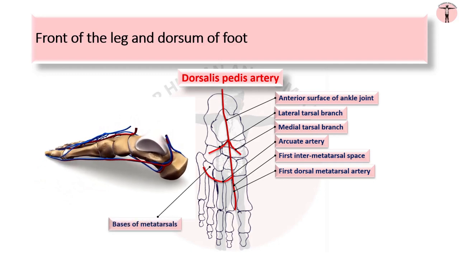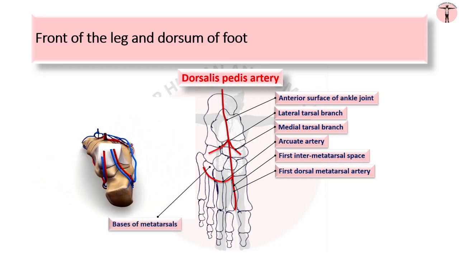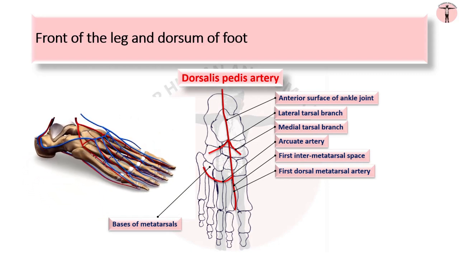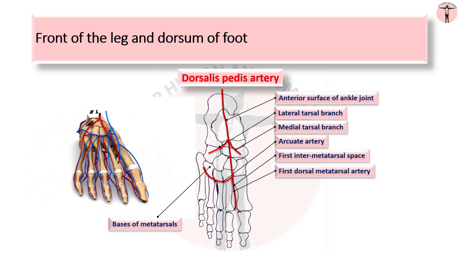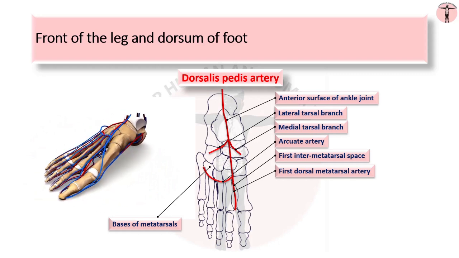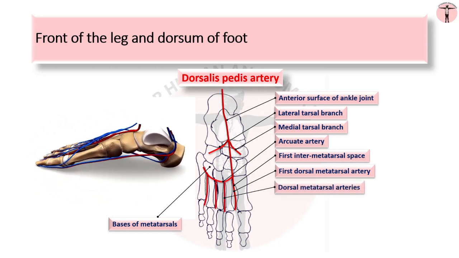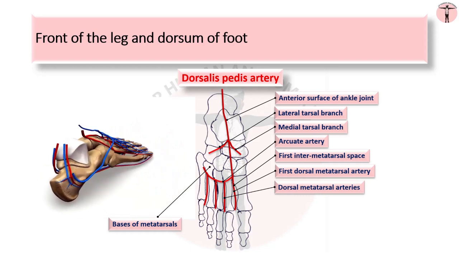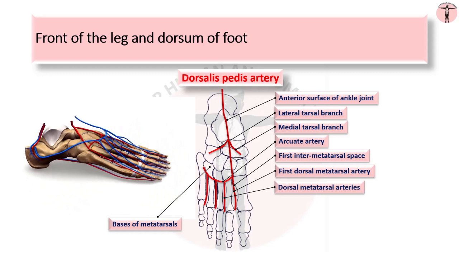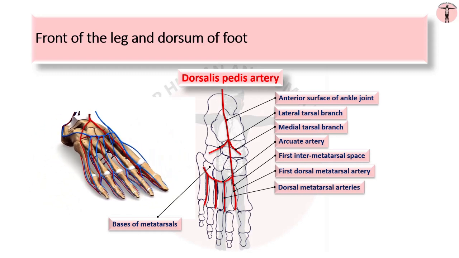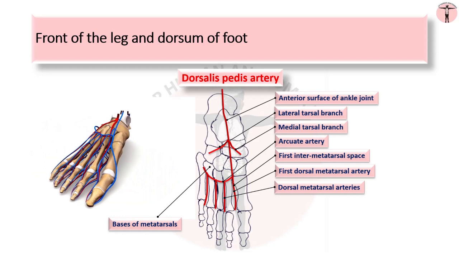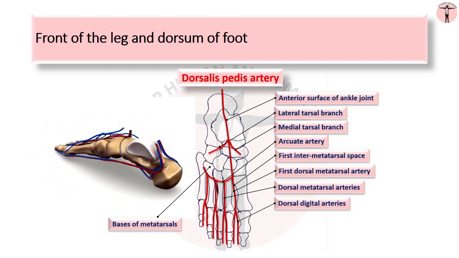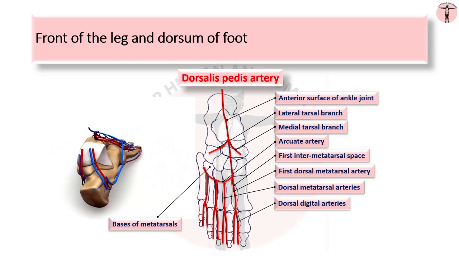The arcuate artery runs laterally across the bases of the metatarsals, deep to the extensor tendons, and terminates by anastomosing with the lateral malleolar network. It gives a dorsal metatarsal artery to each of the intermetatarsal spaces. Each dorsal metatarsal artery runs forwards over the corresponding dorsal interosseous muscle and divides into two dorsal digital arteries for each of the two adjacent toes.